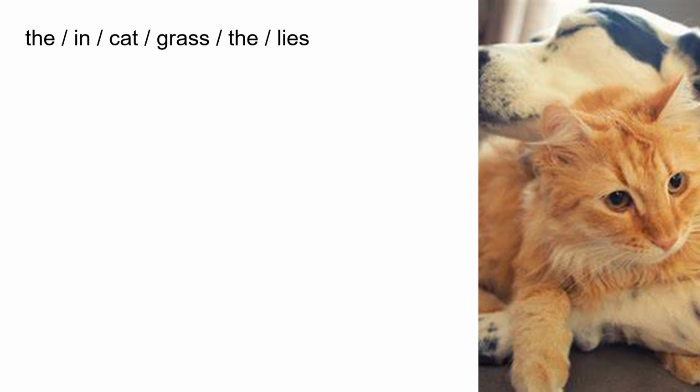The in cat dress the lies. So this is a noun, and this is a noun. Either one can be the subject, but lies is the verb. Lie down. So grass cannot lie. So let's say cat lies, third person singular. Where? In the grass. The cat lies in the grass.